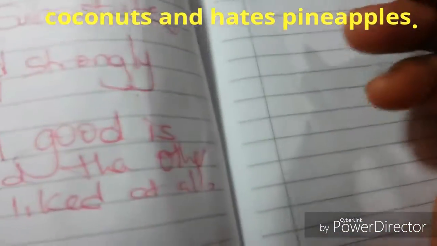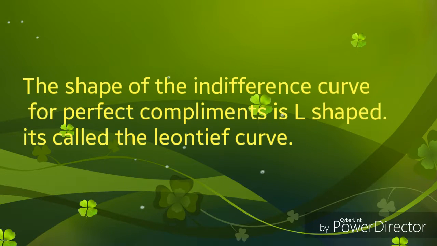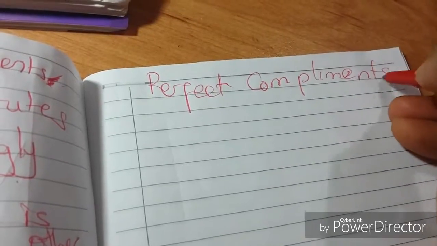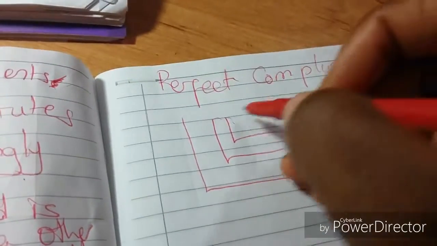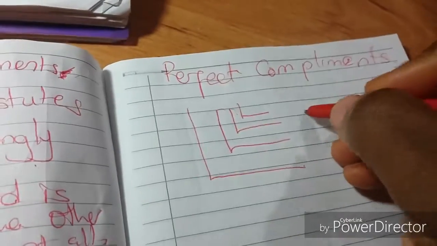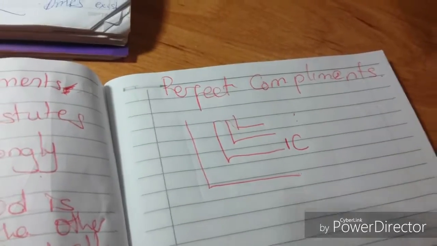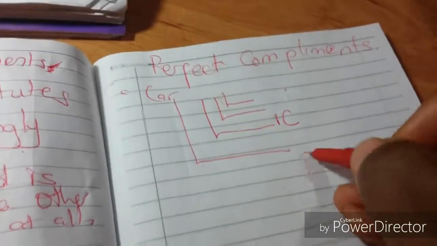So the shape of the indifference curve for perfect complements. Pardon me, it's the way I'm using my video. The indifference curve for perfect complements is L-shaped, like a car and petrol.